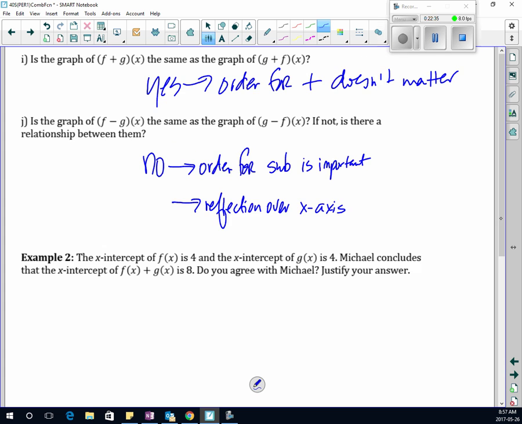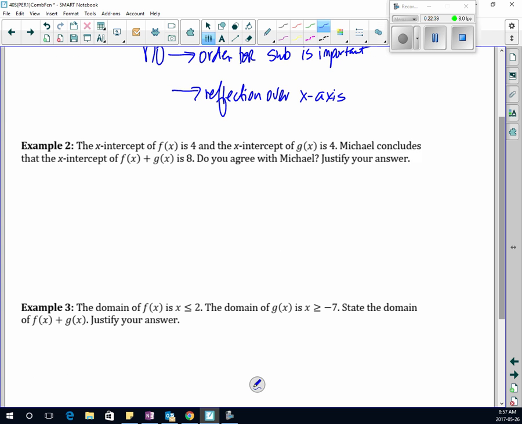Okay, example 2. The x-intercept of f of x is 4 and the x-intercept of g of x is 4. Michael concludes that the x-intercept of f of x and g of x is 8. Do you agree with Michael? Justify. This was an exam question. Okay, so I see no. Why? No, that's not the reason why it's no. Okay, so I heard the correct answer. Can you repeat it? Yeah, you're supposed to be adding the y values together. So this person didn't understand. So we don't agree.